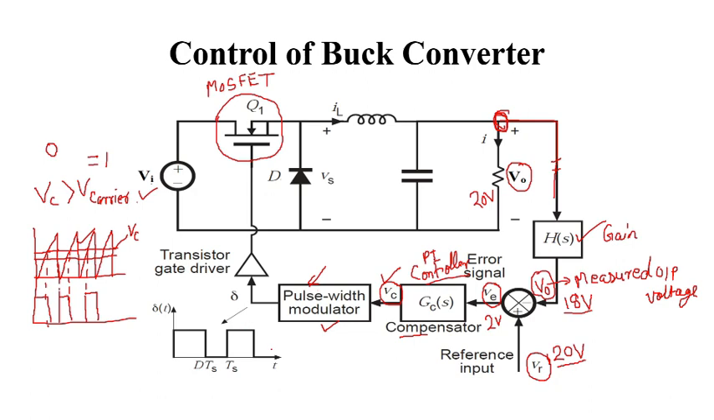So pulses are generated like this, and then they go to a buffer circuit or driver circuit which drives or controls this MOSFET. According to the pulse generated here, it will control the duty cycle of this MOSFET, and accordingly we will get the output voltage equal to the reference voltage of 20. So this is the way we can control the buck converter.